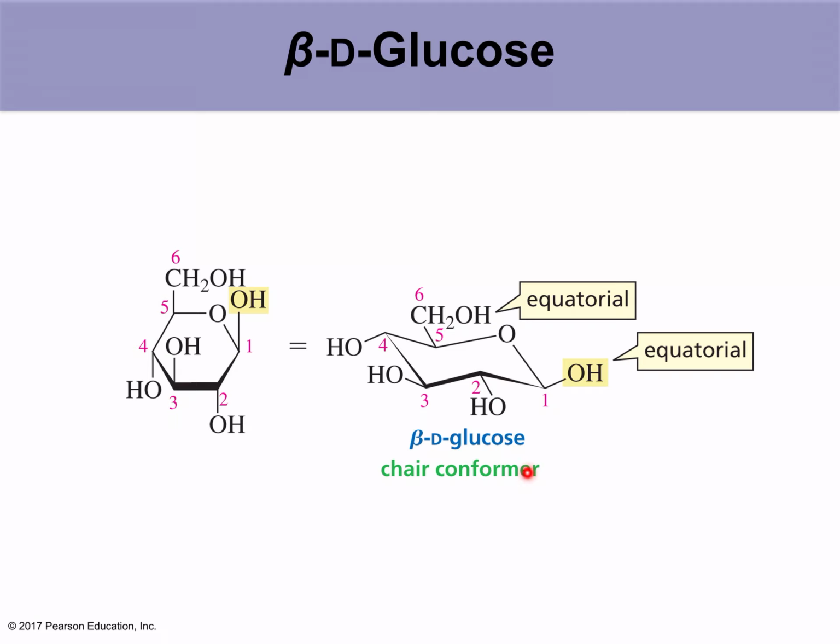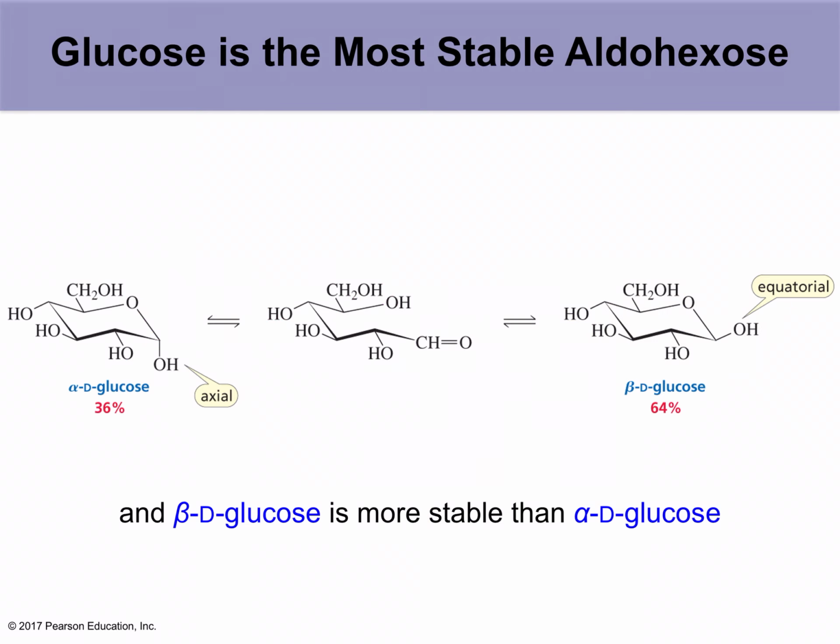So remember, in a chair conformer, if all the bonds are equatorial, they have added stability because they minimize the 1,3 diaxial interactions. So the steric hindrance will be minimal. When groups are axial, they can have 1,3 diaxial interactions. That is why glucose is the most stable aldohexose, and also why we see glucose as the most abundant monosaccharide. It's more stable, having all the OH groups equatorial.